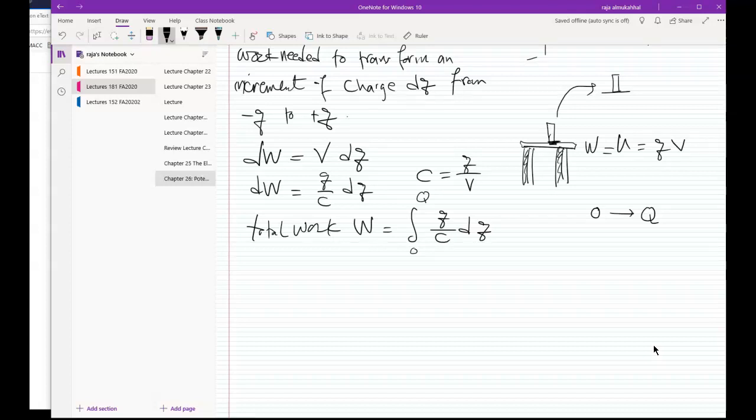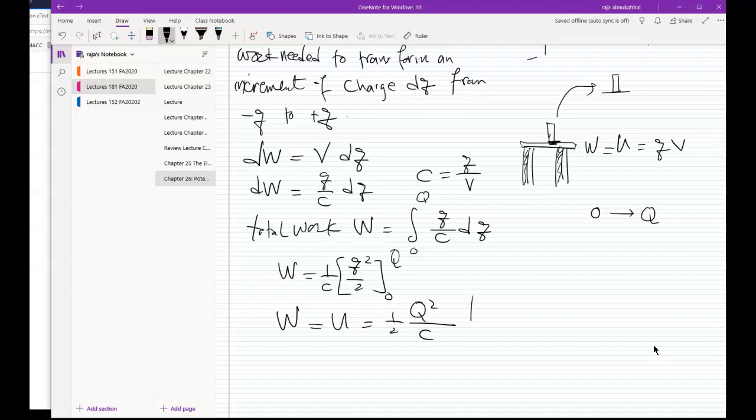Now integrate. So I have here W is equal to 1 over C, Q squared over 2, from 0 to Q. And then as you can see, the total amount of energy stored in there, energy U, let's call it U, if I work it out, it's just going to be 1/2 Q squared over C. There we go. This is the total stored energy.